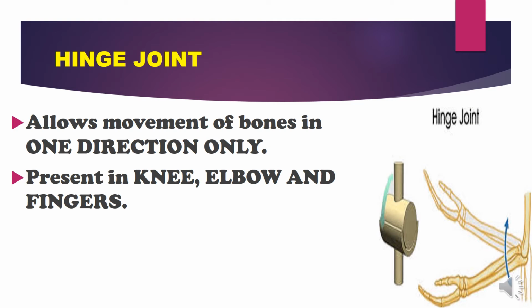And where is it present? In our knees, in our elbows and in fingers. Yes, you can see that your fingers, your elbows and your knee move. The movement of bones is in one direction only. That means which type of joint is present? Hinge joint. So whenever the name hinge joint comes, or you see it anywhere, the thing that should come to your mind is that it allows movement of bones in one direction only.